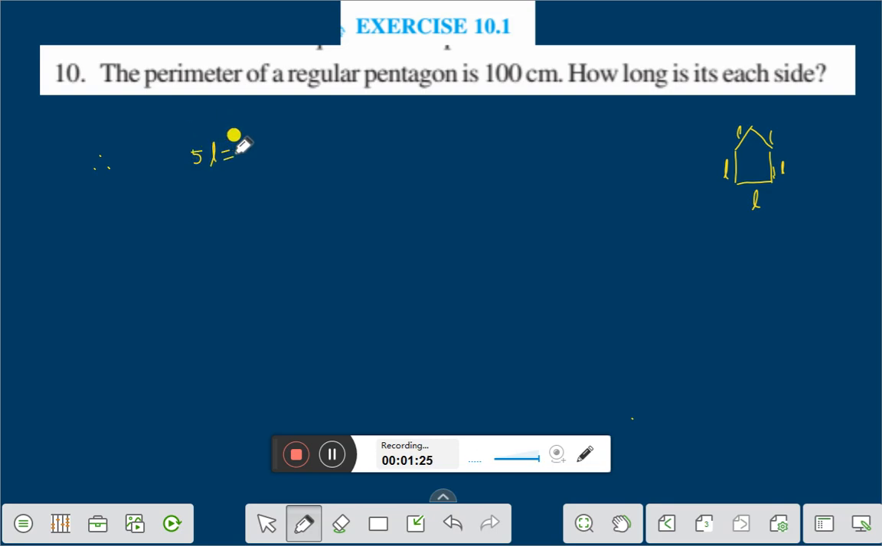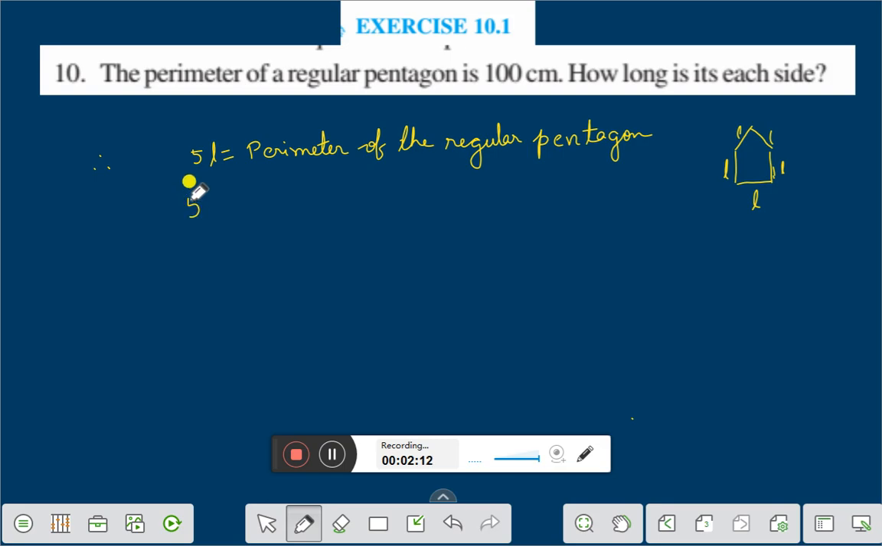5L is equal to the perimeter of the regular pentagon, right? Here L is the length of each side of the regular pentagon, right?